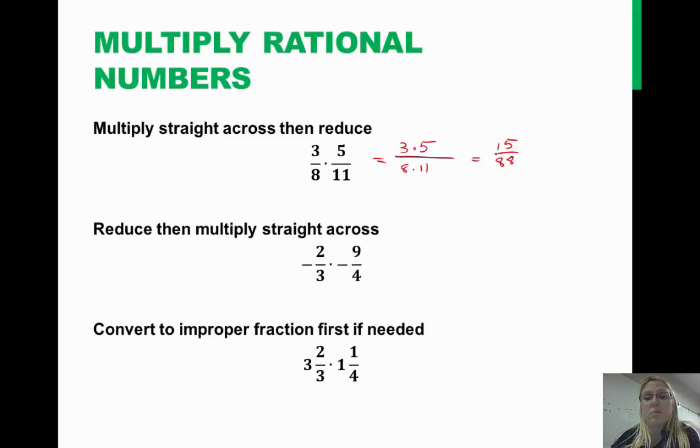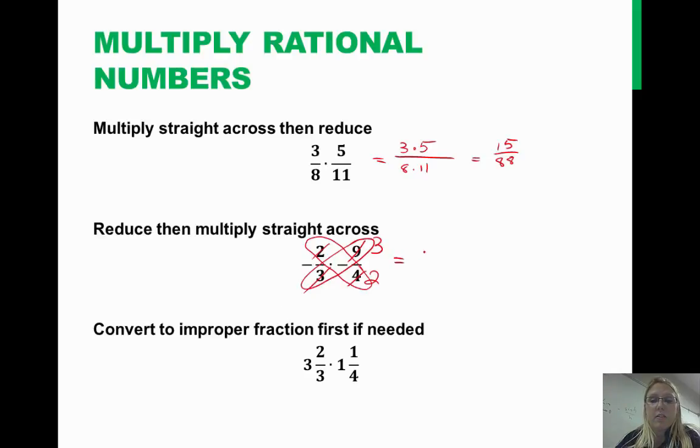Another way to do this would be to actually reduce first, then multiply. So we're going to look across in the diagonals. Notice that 2 is a factor of 4, so I can cancel out 2, and then 4 divided by 2 is 2. I can do the same with the 3's. 3 goes into 9 3 times, and I can cancel out the 3.